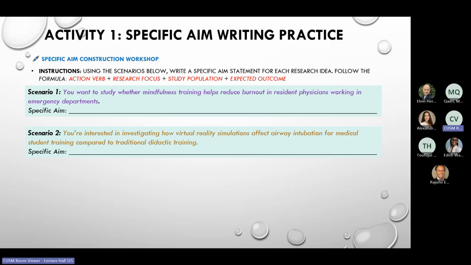Let's look at, yes, go ahead. Can you make it a bit briefer? For the first one, can I say, does mindfulness training help reduce burnout in resident physicians, just go straight to does? And in the second scenario, does virtual reality simulation training affect airway intubation? So can one do that? The question is, can we make this more concise and focus in on the actual activity, and not focus on certain elements like location?